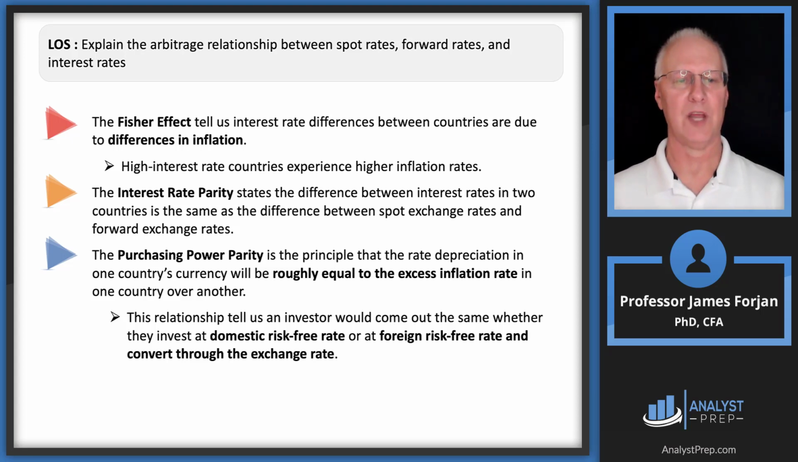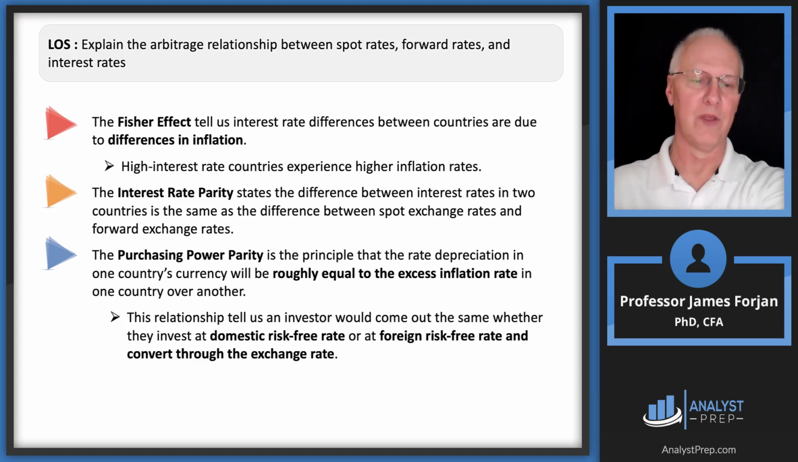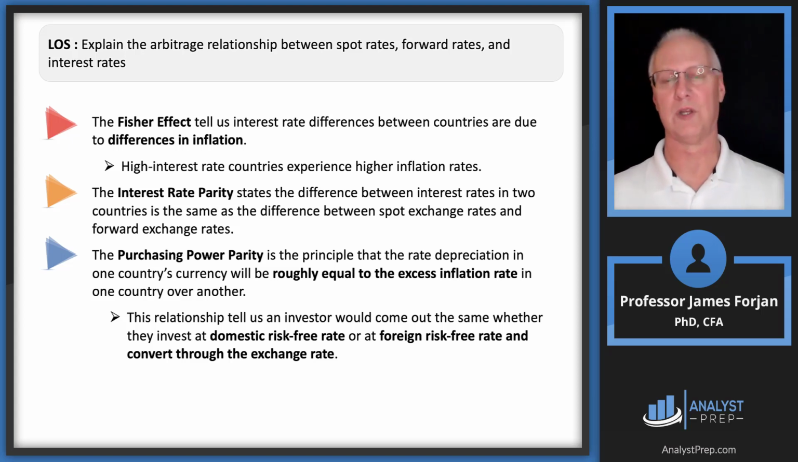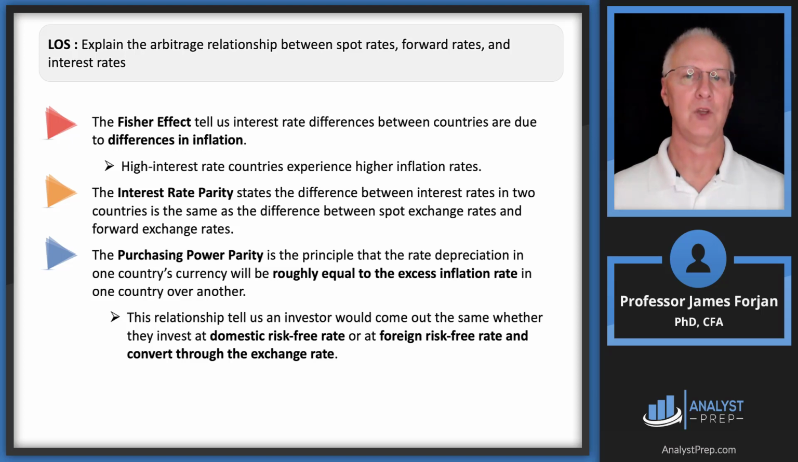So look at that last arrow point down there. This relationship, the combination of interest rate parity and purchasing power parity, tells us that the investor would come out the same, whether they invest at home or whether they invest in the foreign country and then convert that through the exchange rates, sometimes using spot rates, but most of the time using forward rates and forward contracts.